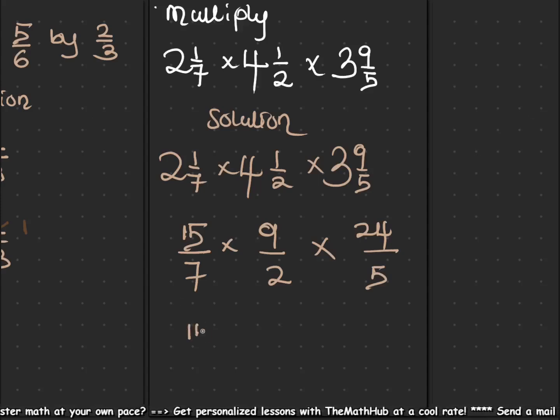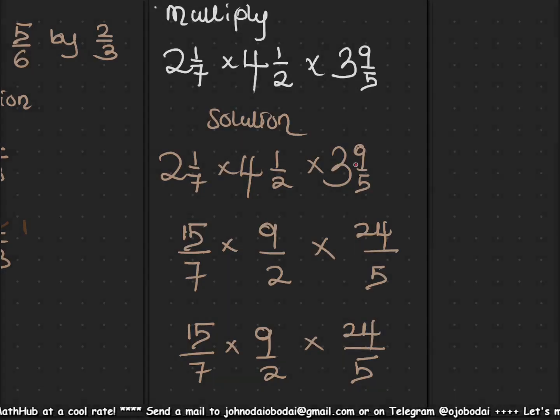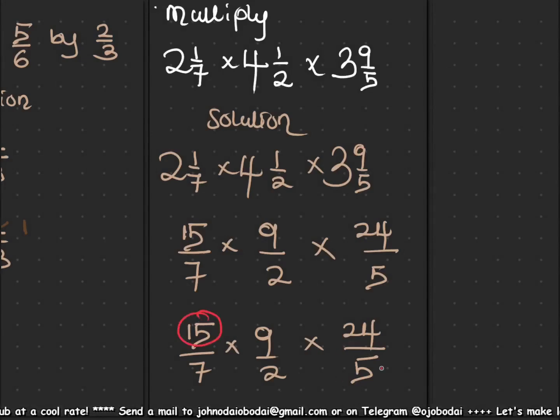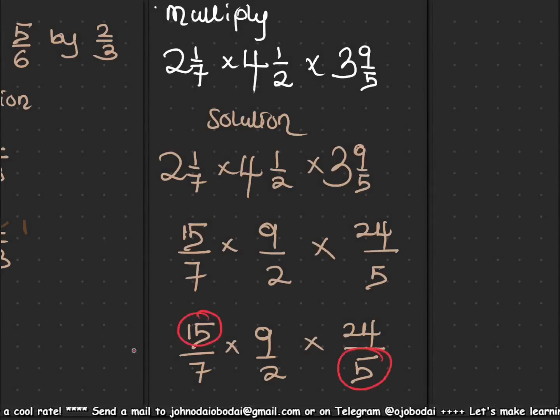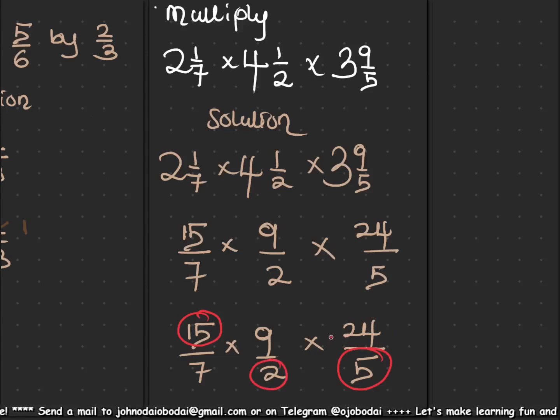Then we have to take note. I'm going to write these fractions again. And if you look at them, there's no way we can simplify 15 over 7 unless we change it to mixed, which is going to give us this again. 9 over 2, they are also what? Co-prime, meaning they have no number common to them that can divide them both. 24 over 5 also same. But if we look at it carefully, this 15 here and then 5, we can do some simplification. And this 2 here and 24 can also do some simplification.